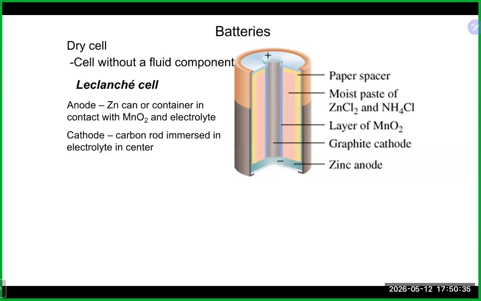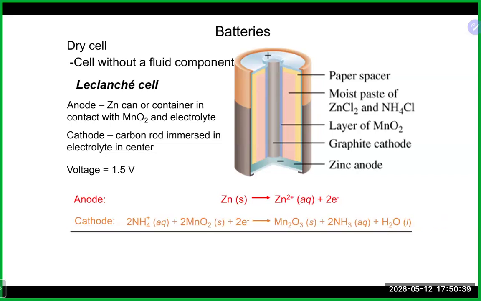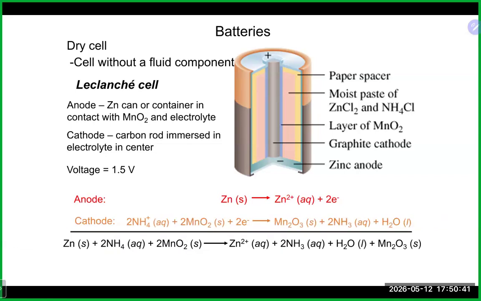So here's one type of battery. This is sometimes referred to as a dry cell. Looks like Duracell as well. In this type of battery, we have the anode, which is our can, our zinc container there. And we have our cathode, which is this rod in between, immersed in an electrolyte solution. And again, just like in a traditional galvanic cell, there is a positive side and a negative side.